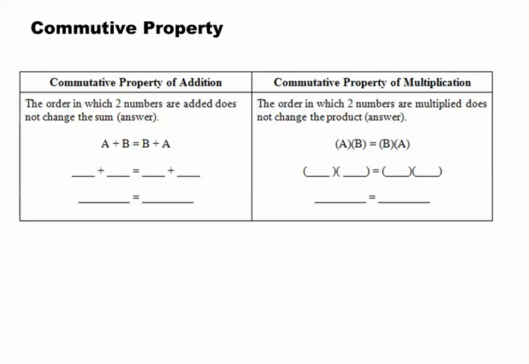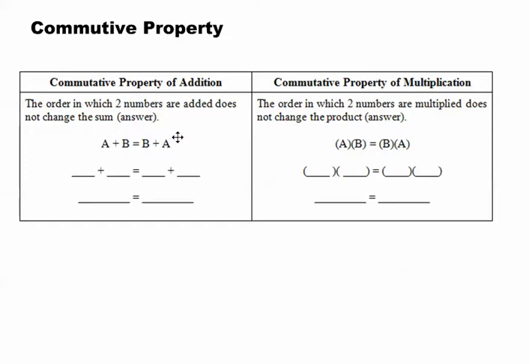Commutative property simply means that if I change the order in which two numbers, like if I'm looking at the commutative property of addition, the order in which two things are added does not change the sum or the answer, okay? So if I look at my example here, a plus b is the same as b plus a.